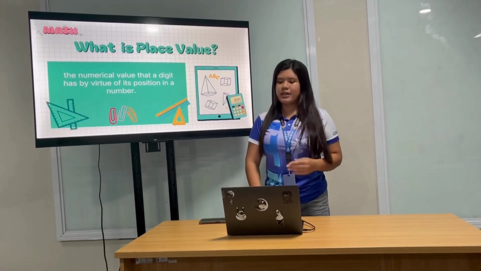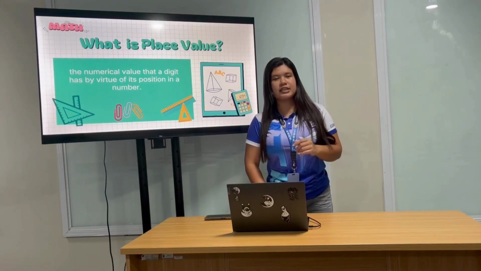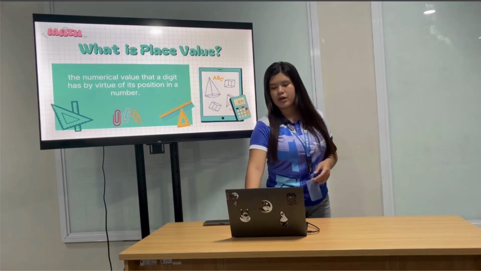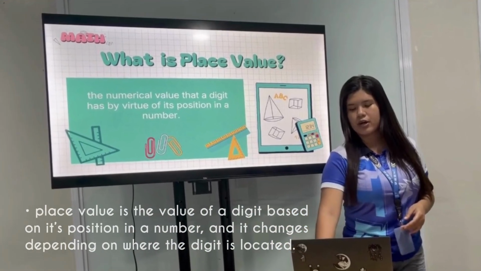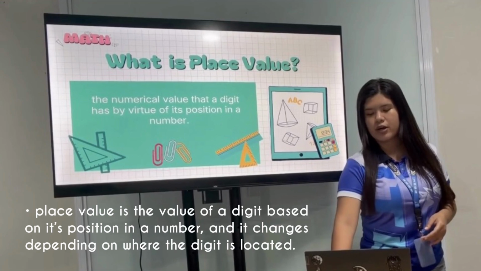So what is place value? The place value is the numerical value that a digit has by virtue of its position in a number. So place value is the value of a digit based on its position in a number, and it changes depending on where the digit is located.